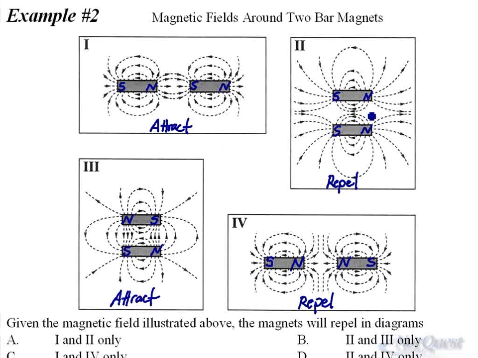Remember, field lines never cross, and the density of the field lines would indicate where the strongest force would be. So between the magnets, you can see the lines are closer, which would cause a stronger force in between than on the outside. So given the magnetic fields, the magnets would repel in diagrams 2 and 4. So that should be answer D in this case.